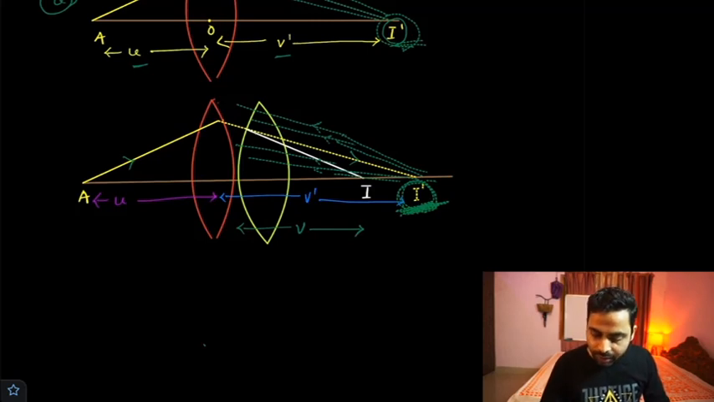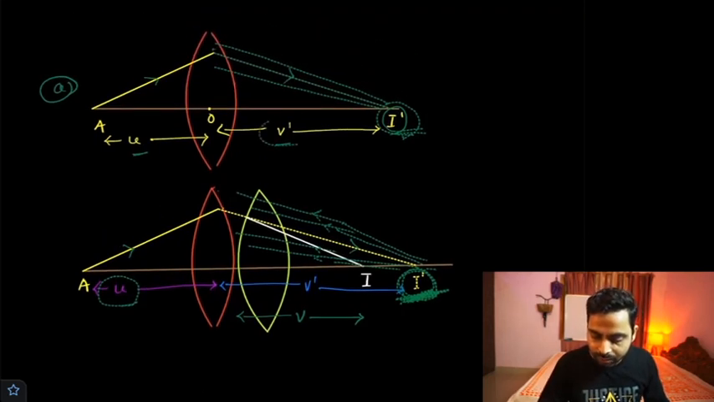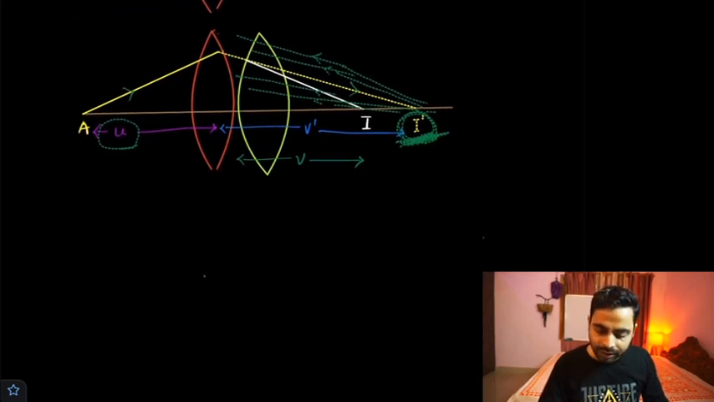हम बोल सकते हैं कि for the first lens the object position was u, and the image position was v prime. For the first lens, when there is no second lens, the object position was u and the image position was v prime. When the second lens is placed in front of the first lens, I can say here for the second lens the object position becomes I prime and the image position becomes here.